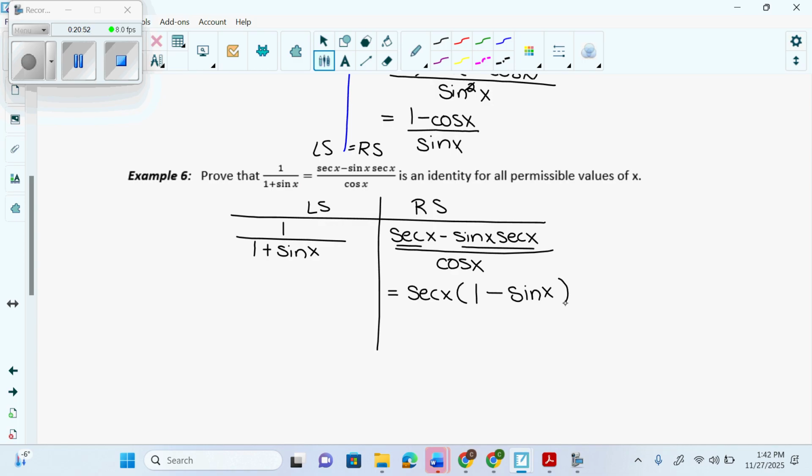Now I know I'm right if I go secant times 1 gives me secant x, secant times negative sine x gives me that back, right? Whenever you take out a GCF, you should be able to check if you're right, because you should get back what you had. If you don't get back what you had, you messed up. And then in the bottom I have a cos x.